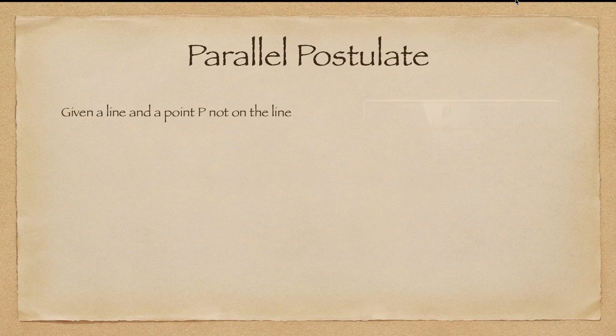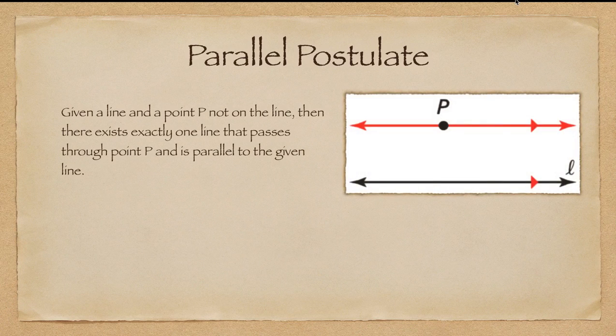The parallel postulate. Given a line and a point P not on the line, then there exists exactly one line that passes through the point P and is parallel to the given line. You can see that the given line is in black and point P is not on the black line. The red line represents the existence of a unique line, exactly one line, that is parallel to the line L but passes through P. Let's take this time to look through some algebraic examples that use the parallel postulate.